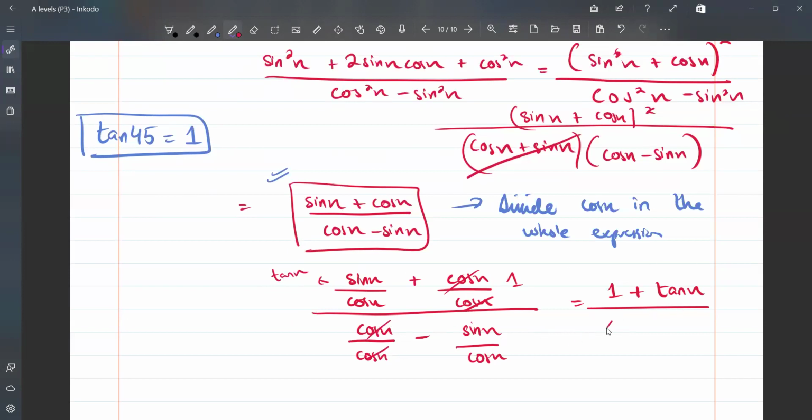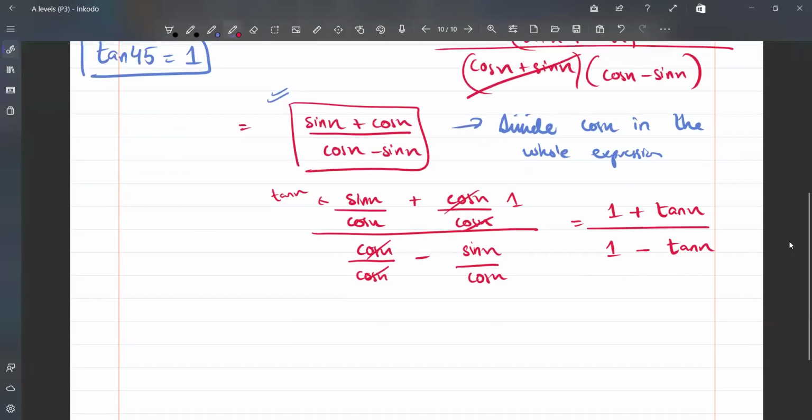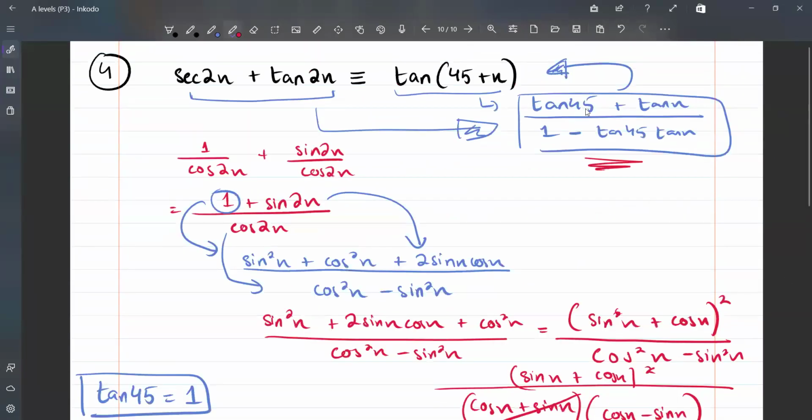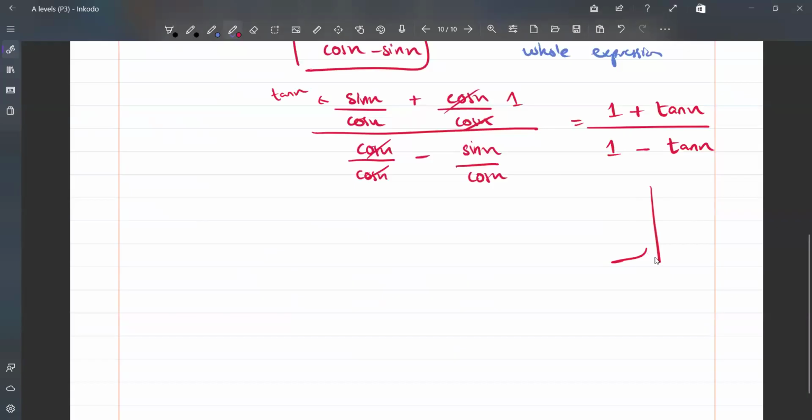And this cancels out. We're left with (1 minus sine x) over cos x, which is tan x. All right. Now we have to prove this: (tan 45 plus tan x) upon (1 minus tan 45 tan x). So what we are going to do is, now we know that 1 is tan 45. So we're just going to write tan 45 instead of 1, tan 45 plus tan x.